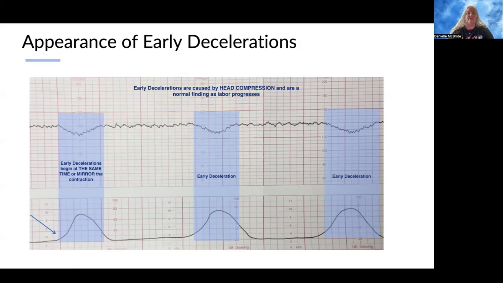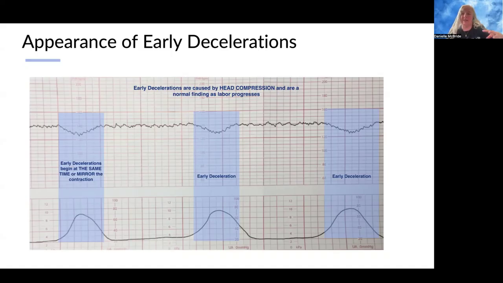Early decelerations are something that we see where the fetal heart rate decreases from the baseline and returns back to the baseline at the same time that a contraction is happening. And if you have looked at VEAL CHOP, then the E of VEAL and the H of CHOP reminds us that an early deceleration is caused by head compression. This is a normal finding as labor is progressing.